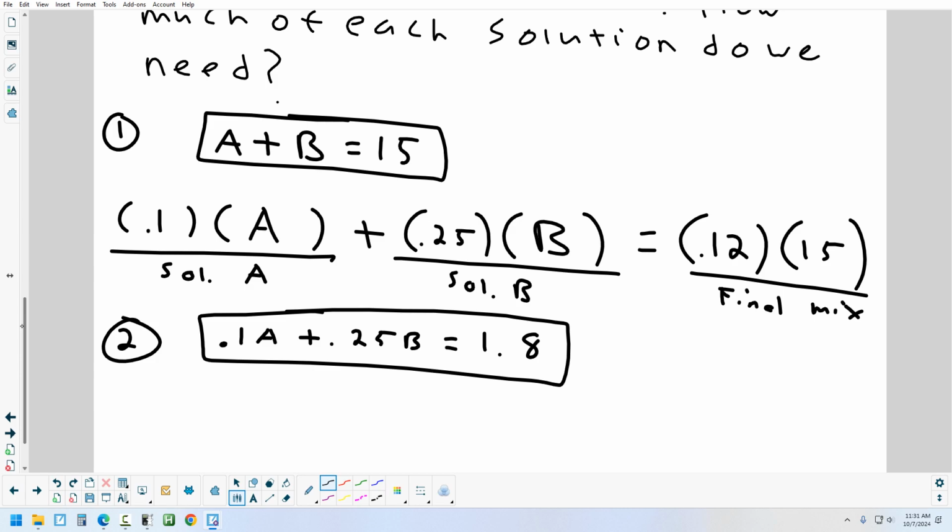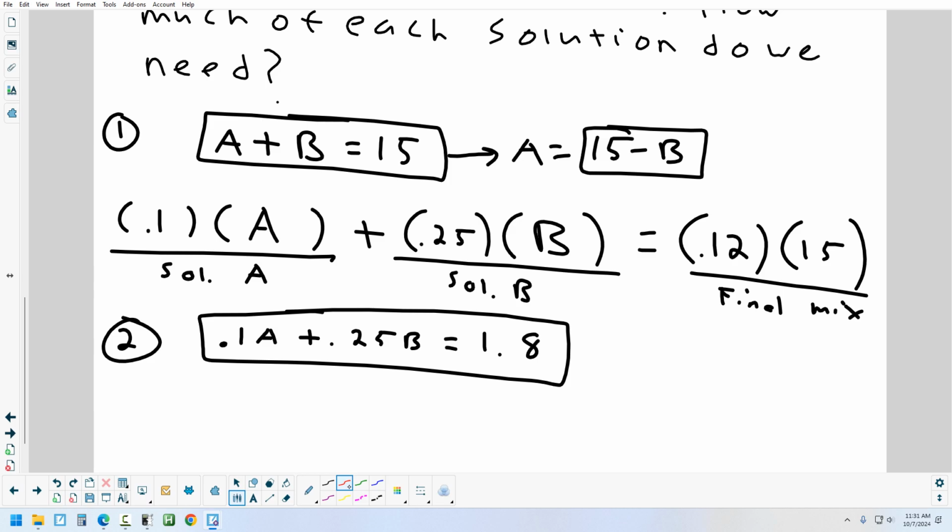And what letter do you want to get by itself there, Tom? Go with A. Can you tell me if you get A by itself, what would be in that box? Negative B plus 15. Yep. Or you could also just think of it as 15 minus B. Negative B plus 15 is the same thing. Okay, so that's your first step with substitution. Now, what do I do with that 15 minus B?